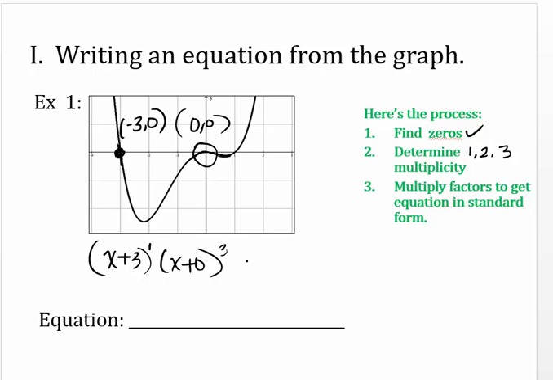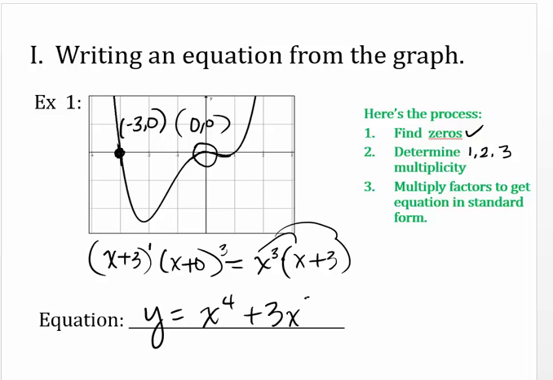So if I clean this up, I have x to the third times x plus 3. When I finish my equation, I would distribute out the x cubed and have y equals x to the fourth plus 3x cubed. And that would be my final answer, putting it in standard form.